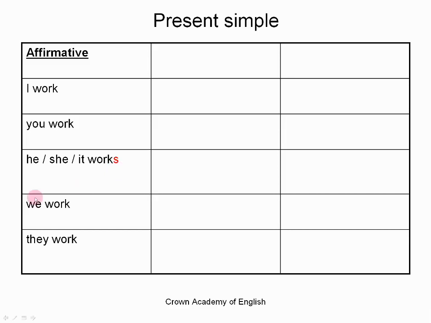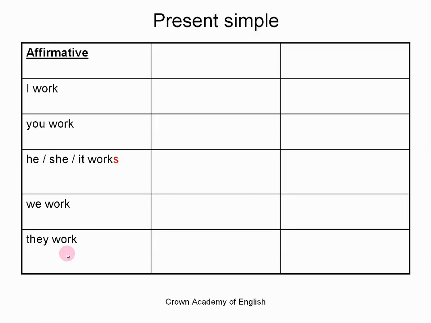And then we go to we work. So we go back to the infinitive. And they work. So the third person plural is the same. We keep the infinitive. Okay, so let's go through the pronunciation again. So it's I work, you work, he, she, it works, we work, and they work.